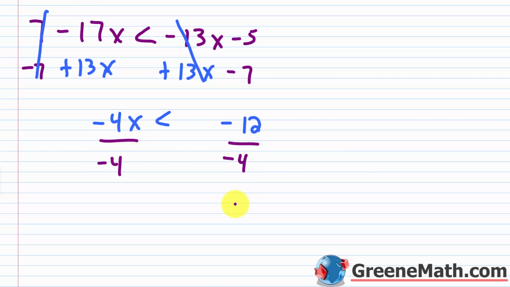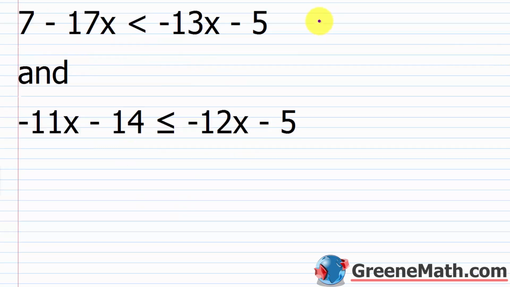And remember, if I work with an inequality, what do I have to do if I divide by a negative? I've got to flip the direction of the inequality symbol. So this cancels with this. I've got x is now greater than, okay, my less than became a greater than, -12 over -4 is 3. So let's erase this and go back up. So the solution for this part is that x is greater than 3.